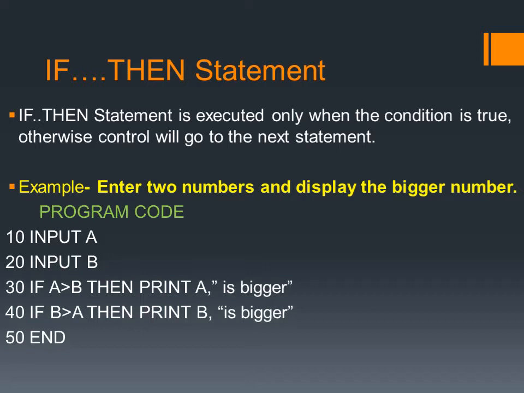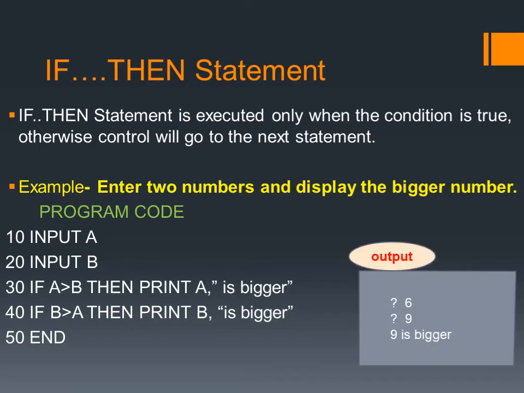In the program, the command is INPUT A, which means you have to enter a number from the keyboard, then again enter a second number. If A is greater than B, then it will display the message A is bigger, otherwise it will display the message B is greater. Here in this case the number 6 is taken into A and the second number is B, and from these two, 9 is bigger and the result will be shown as 9 is bigger.